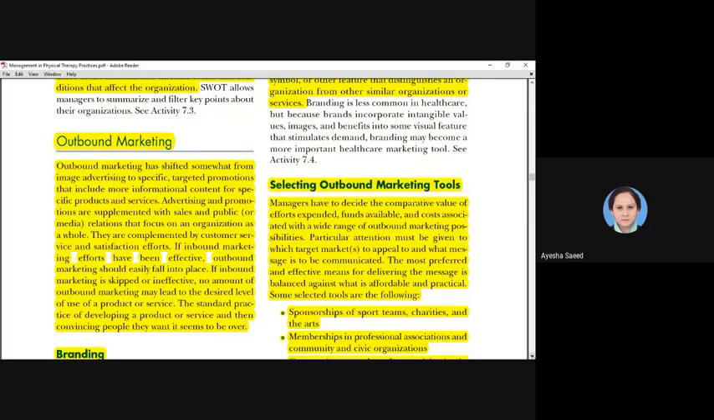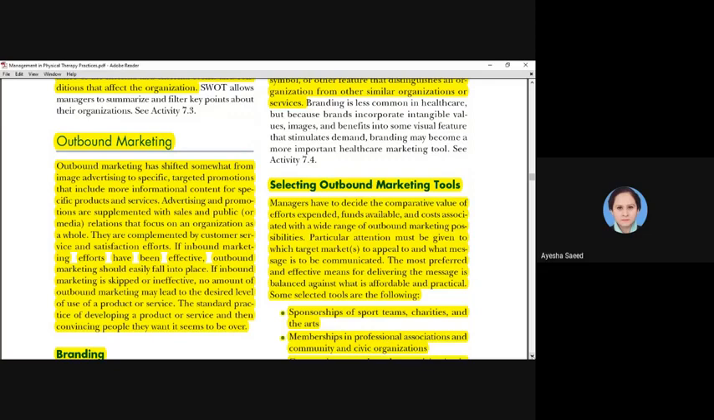Advertising and promotions are supplemented with sales and public or media relations that focus on an organization as a whole. They are complemented by customer service and satisfaction efforts. If inbound marketing efforts have been effective, outbound marketing should easily fall into place.